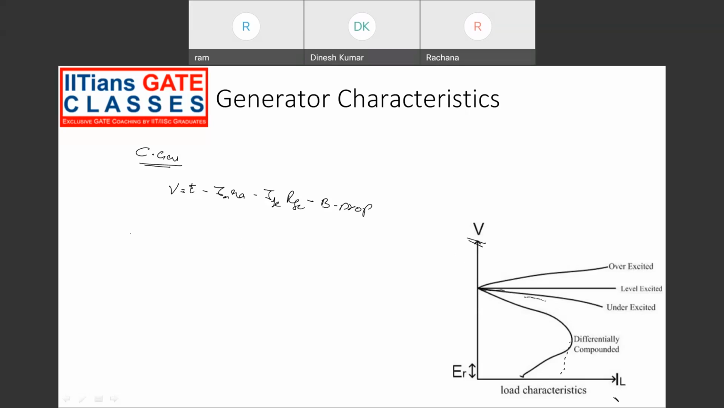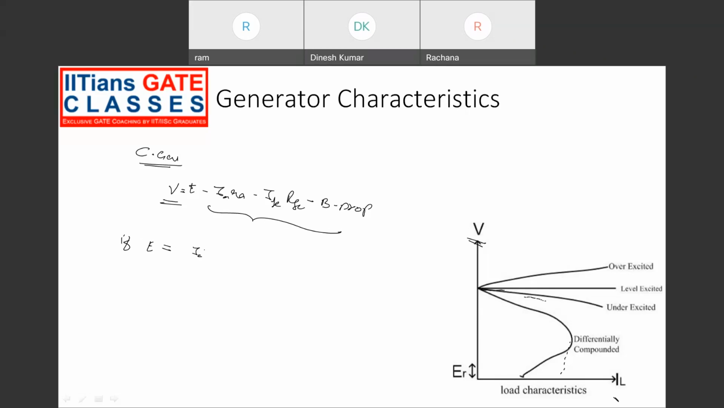So if I give you the condition, suppose if this voltage is zero, then E is equal to IaRa minus this drop, right? Which means the voltage is almost constant. So that is called as a level compound generator.